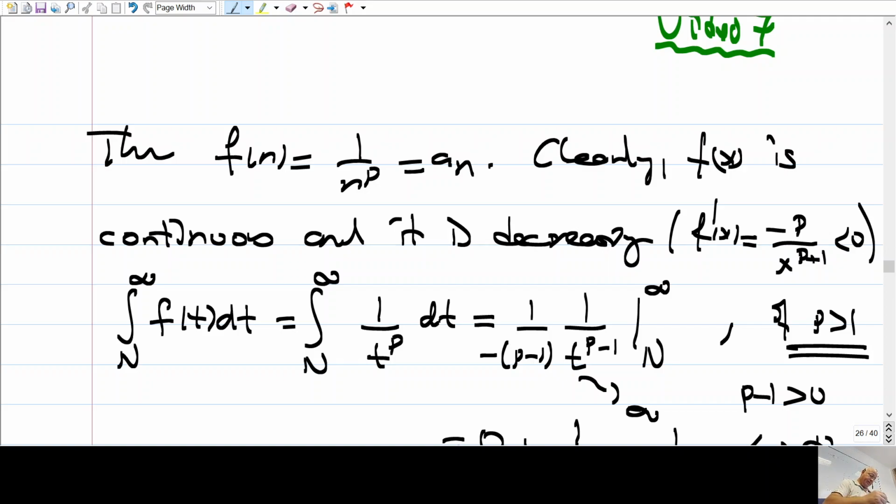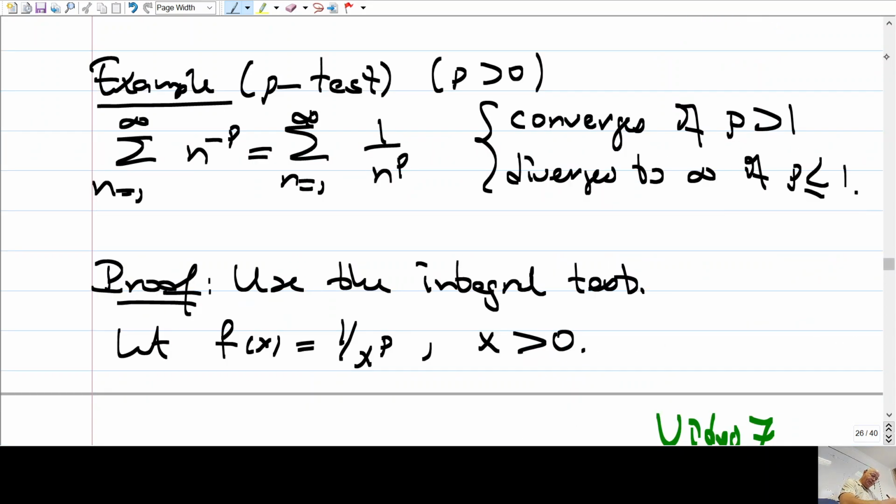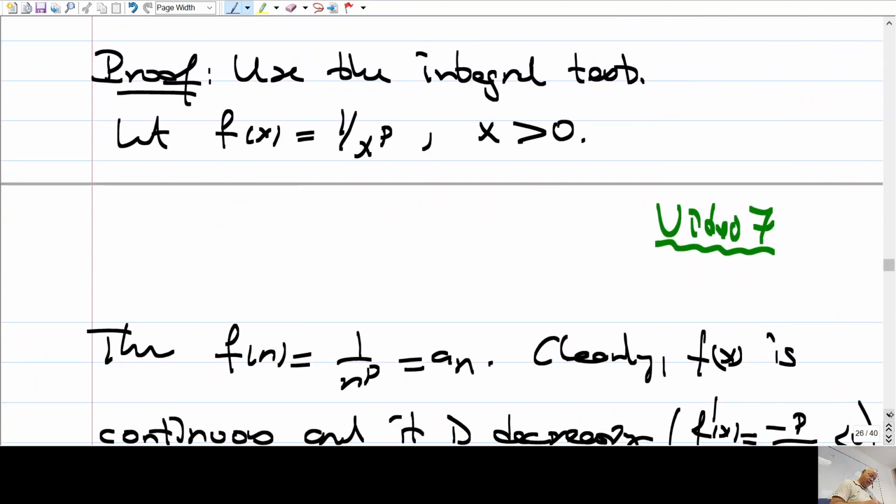Okay, let us start. So last time we were discussing the p-test, and the statement of the test is the following: for a positive number p, the series sum of 1 over n to the power p from n equals 1 to infinity is convergent if p is greater than 1 and divergent for p less than or equal to 1. We use the integral test for this.